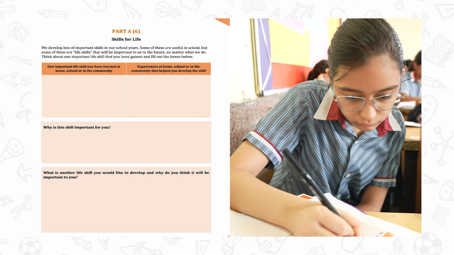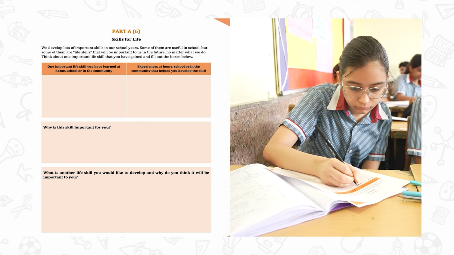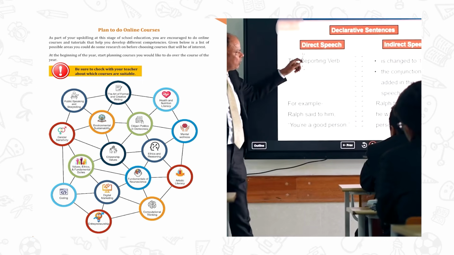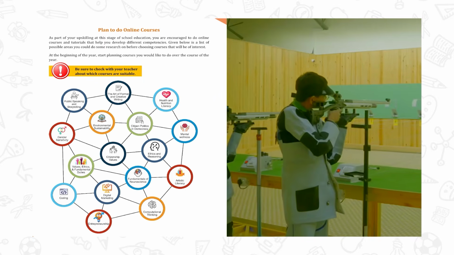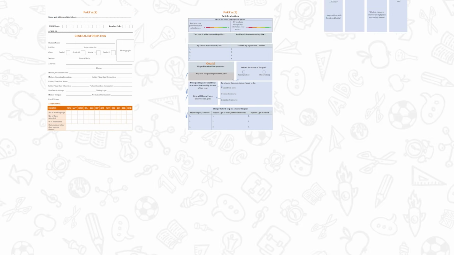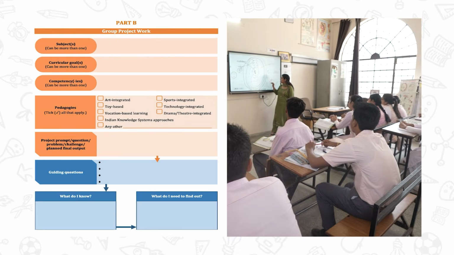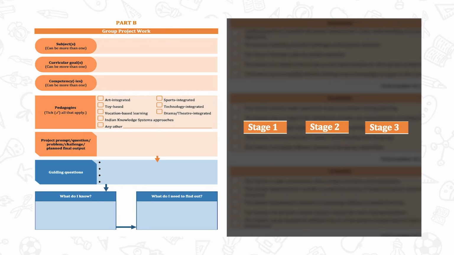Part A6 encourages learners to think about life skills they have developed and skills they need to harness. It also suggests several online courses for upskilling and earning course credit at the secondary stage. The overall focus of Part A is to prepare learners for their future outside the school education system, irrespective of the choices they make. Part B is related to group project work, which is divided into 3 stages.